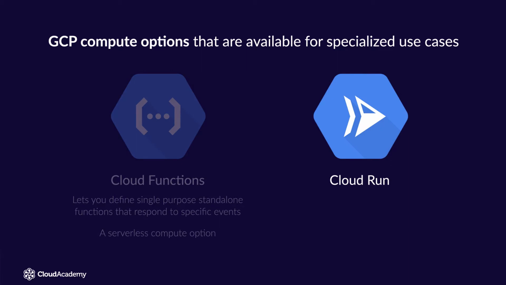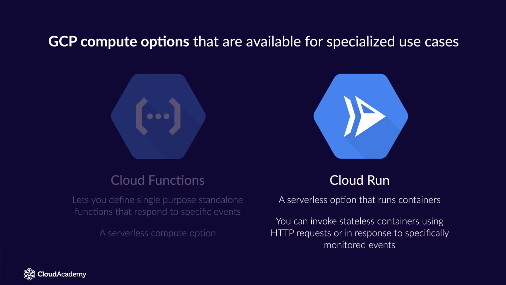Now, Cloud Run is also a serverless option like Cloud Functions, but the difference here is that instead of running just code, you create containers. With Cloud Run, you invoke stateless containers using HTTP requests, or you can have them be generated in response to specifically monitored events. This is a very simple way of creating container-based workloads with all considerations of hardware abstracted away. You don't think about even an environment like with App Engine. As of the creation of this course, Cloud Run is still in beta, so we're not going to spend a lot of time on it, but it is definitely worth checking out.